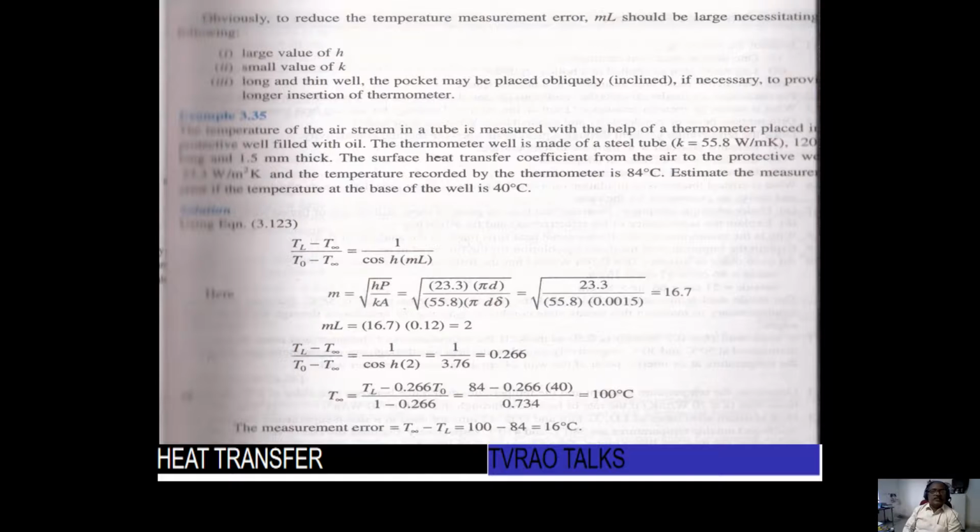So the temperature of the air stream in a tube is measured with the help of a thermometer placed into a protective well fitted with oil. Okay, so there is a pipe. Over that there is a small hole where the thermometer is fitted.